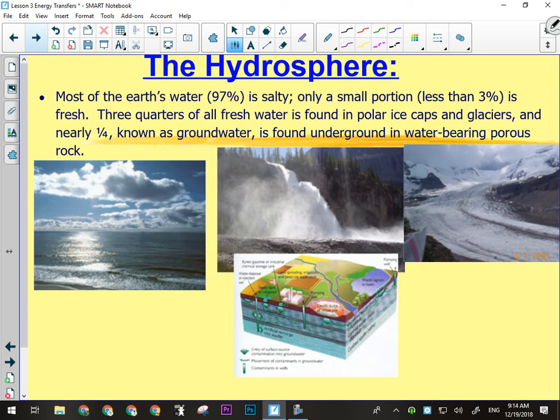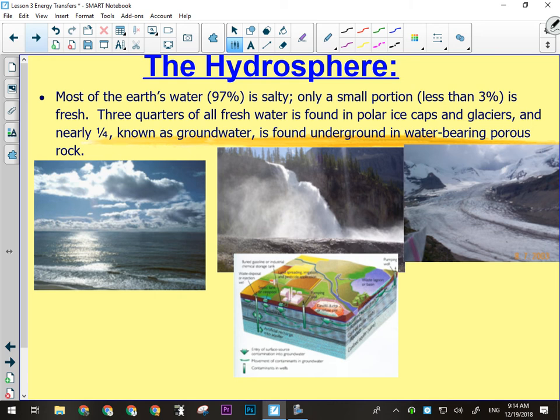All right, now most of the Earth's water, 97% of it, is salty. Only a small portion, less than 3%, is fresh, and most of that is frozen. It's either in the ice caps or glaciers or wherever. So it's being slowly released, well, more quickly released now, as meltwater over the years here. So three quarters of all fresh water is found in polar ice caps and glaciers. Nearly a quarter, known as groundwater, is found underground in water-bearing porous rock. That's where we get most of our drinking water from, from wells around this area.